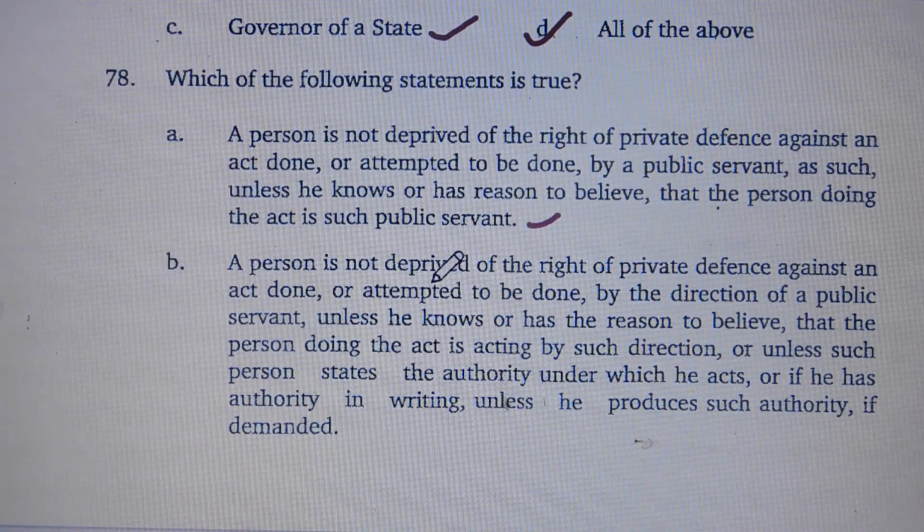Number B. A person is not deprived of the right of private defense against an act done or attempted to be done by the direction of a public servant unless he knows or has reason to believe that the person doing the act is acting by such direction, or unless such person states the authority under which he acts, or if he has authority in writing, unless he produces such authority if demanded.